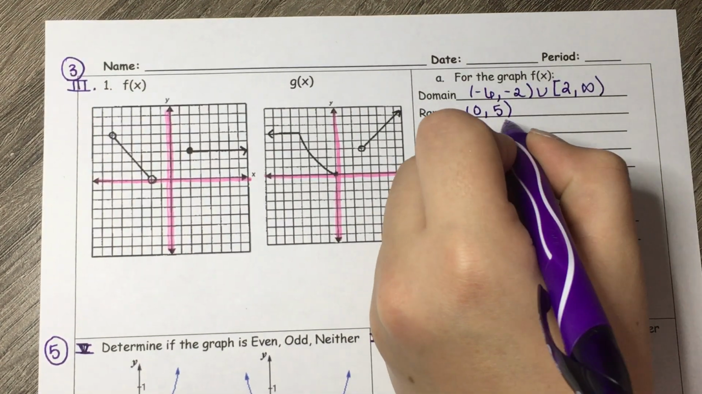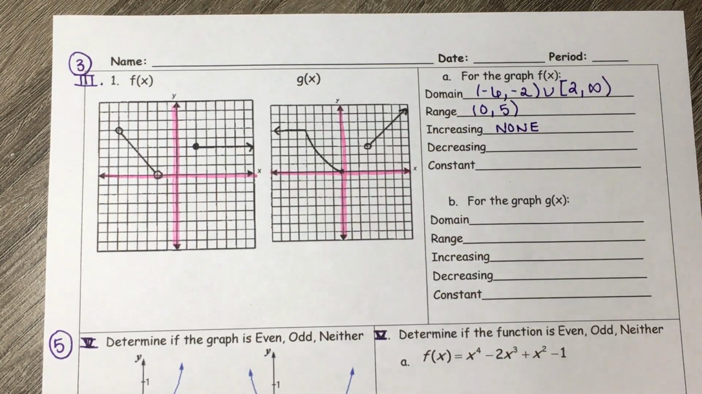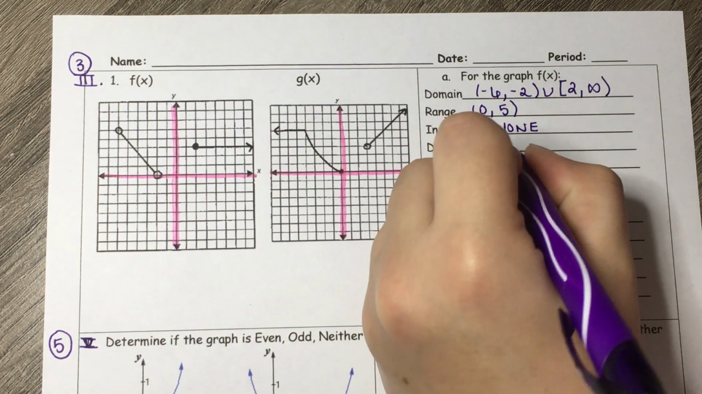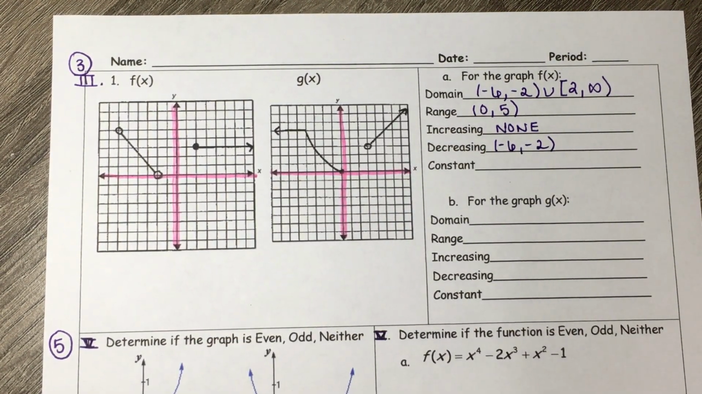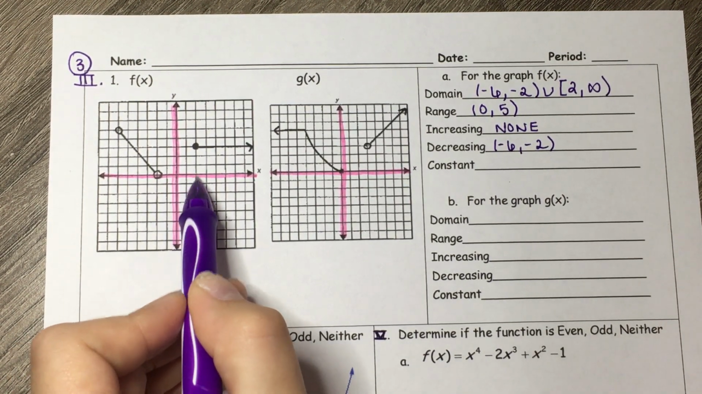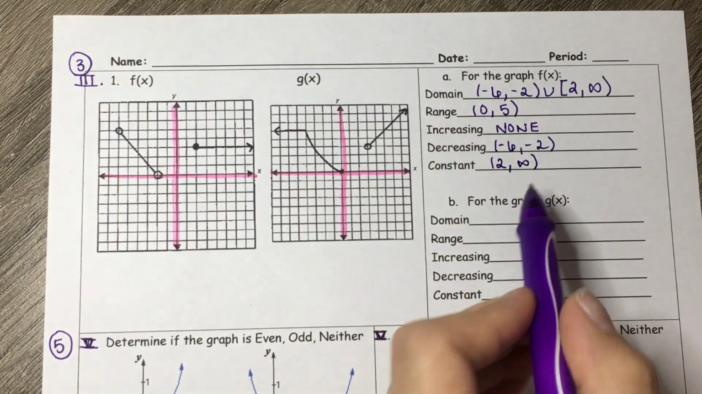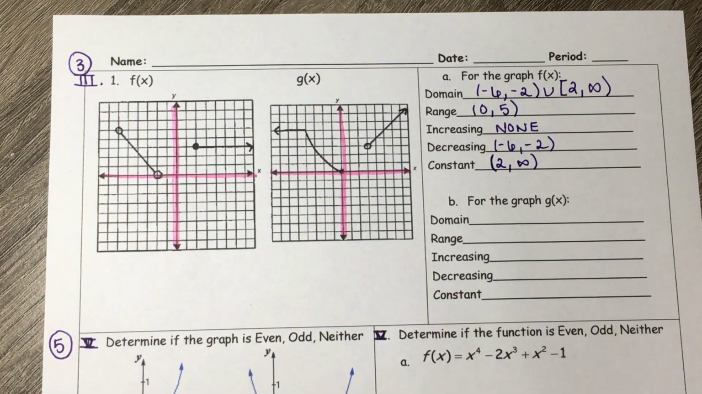There's no interval where we are increasing. We don't have any positive slopes here, but we do have this decreasing segment, and it's decreasing from the x value -6 all the way to the x value -2. And then we have this interval of constant here, and that's going to be from 2 all the way to infinity. Notice how I'm using a parentheses at 2.